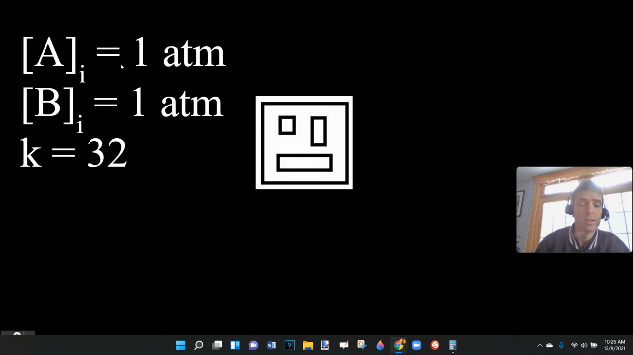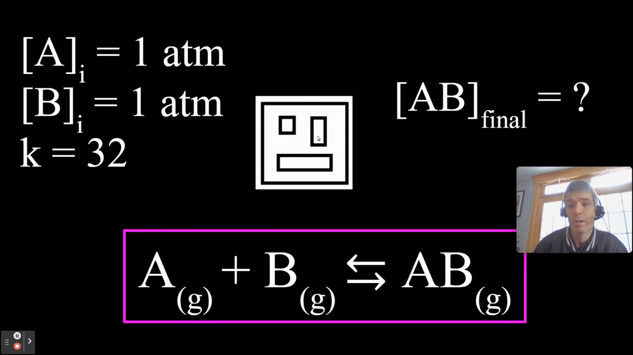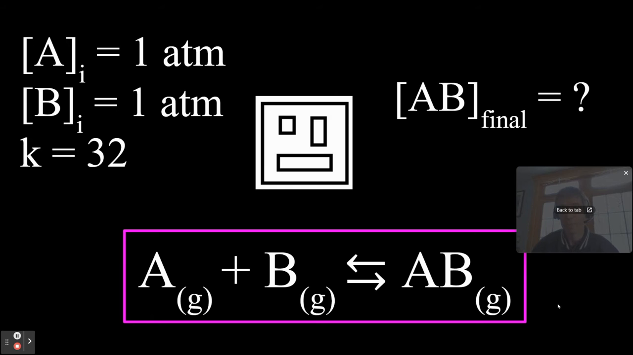He knows how much he starts with of these two chemicals. He knows his K value. He knows his equation and he wants to figure out, hey, how much of this at the end do I have, or more so at equilibrium, which in this case would be final.